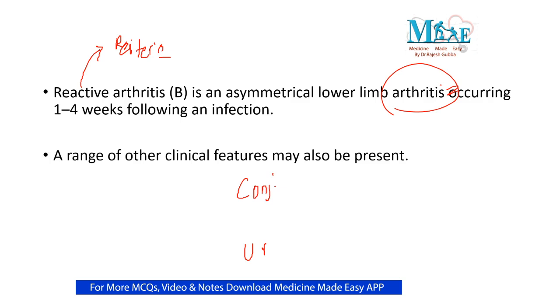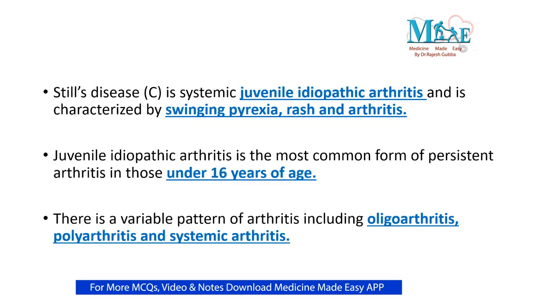But in our clinical question, the patient has only arthritis. The conjunctivitis and urethritis are not there. So that is the reason why reactive arthritis or Reiter's syndrome is being ruled out. And you take Still's disease.